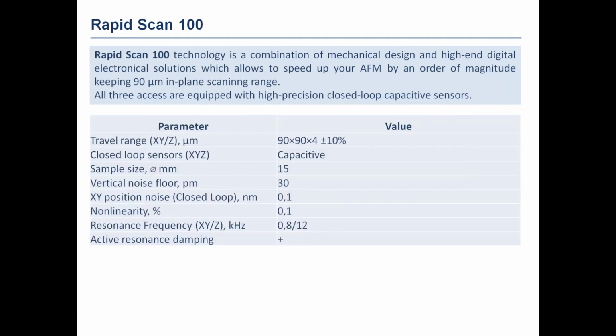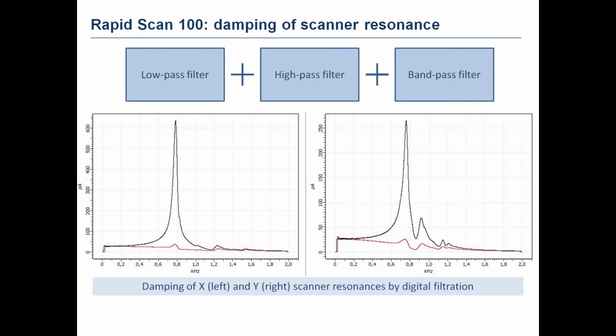So the idea here is to damp digitally the scanner resonance in X and Y using a combination of low pass filter, high pass filter and band pass filter, and as the result, in this picture it is clearly visible that the resonant characteristic of the scanner becomes much less resonant.